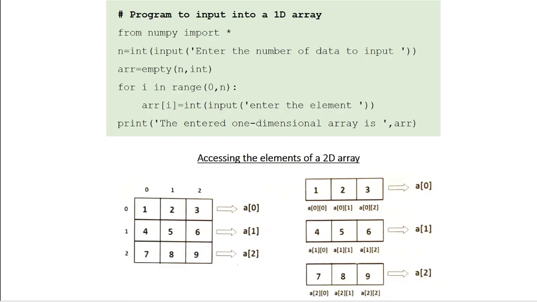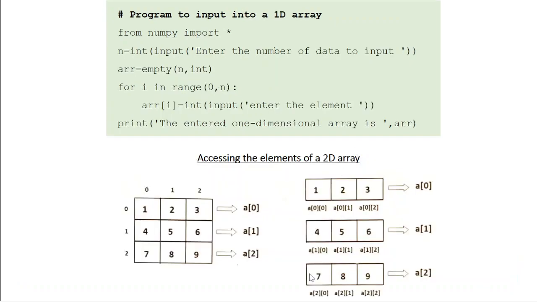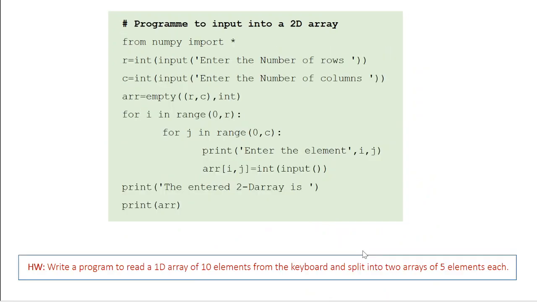Now what happens? It goes to the next iteration. I is incremented to 1. So it will display the message enter the element 1, 0. So 1, 0 is entered. Then 1, 1, 1, 2, so on and so forth. Okay. Finally, you print the array. So print the entered two-dimensional array. So this is how you input into a one-dimensional and two-dimensional arrays using the keyboard.